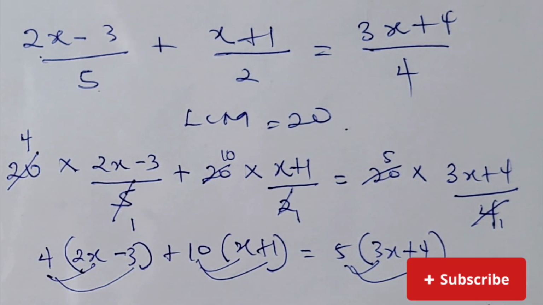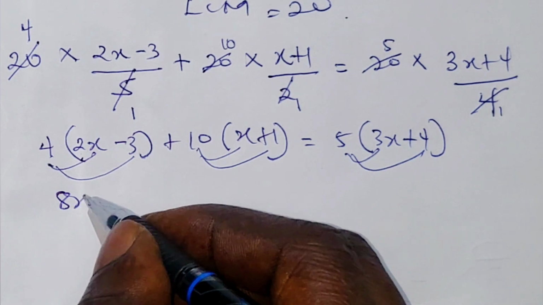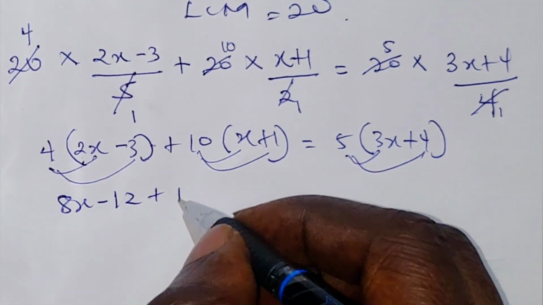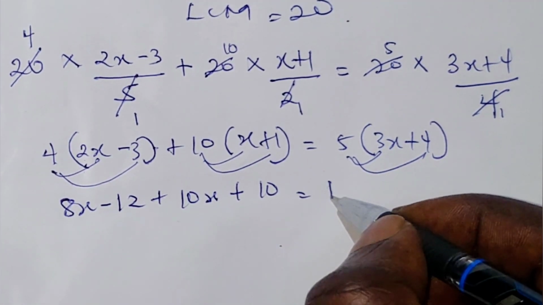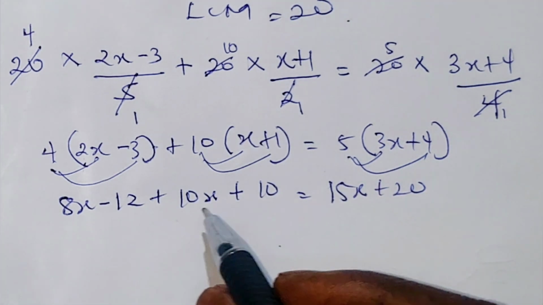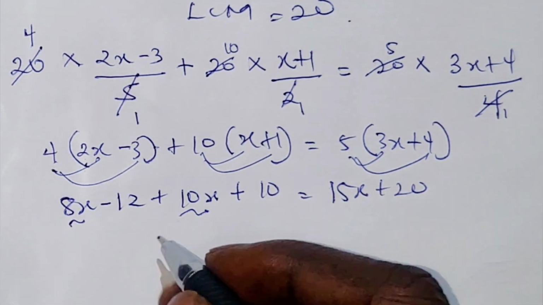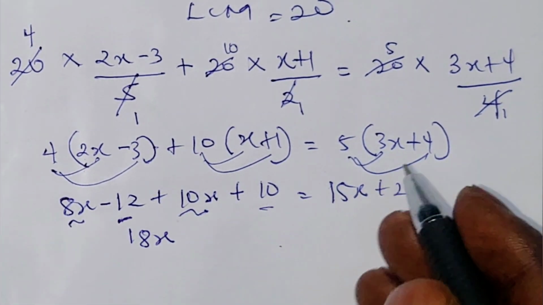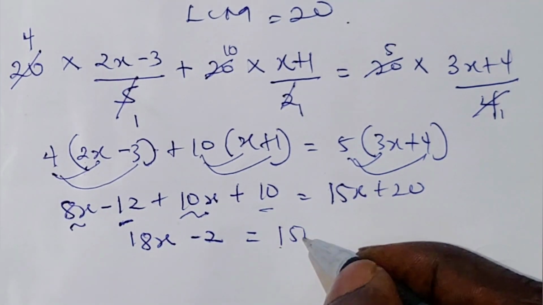Don't click away. All right, so we have 4 multiplying 2x and we get 8x, and this multiplies that and we get 12. Then we have 10x, then we have 10, then we have 15x, then we have 20. We group like terms and we solve. So this and this can give us 18x, right? So that's 18x. Then this and this can give us negative 2. Then this one just maintain.